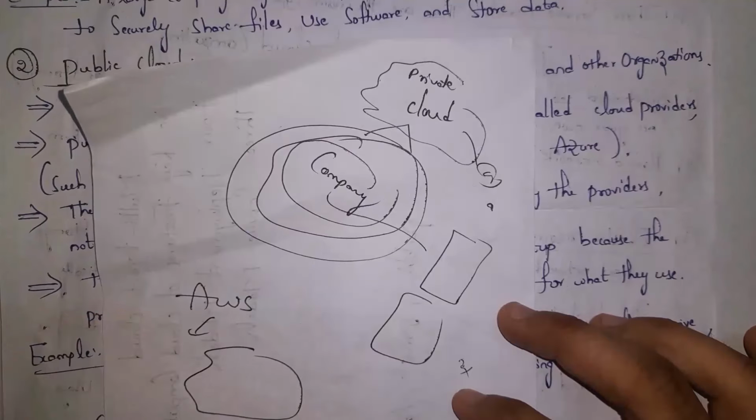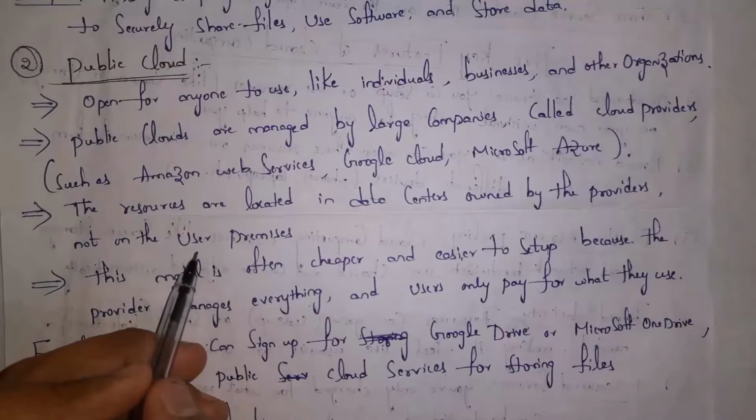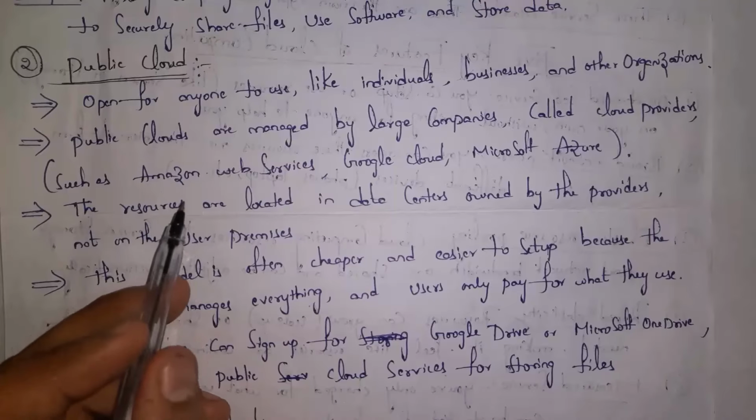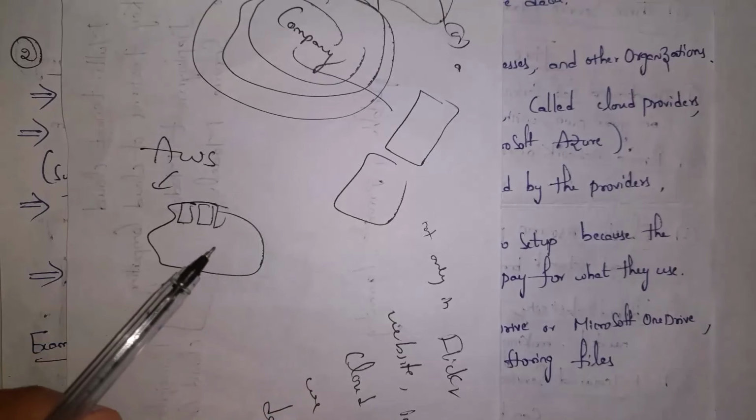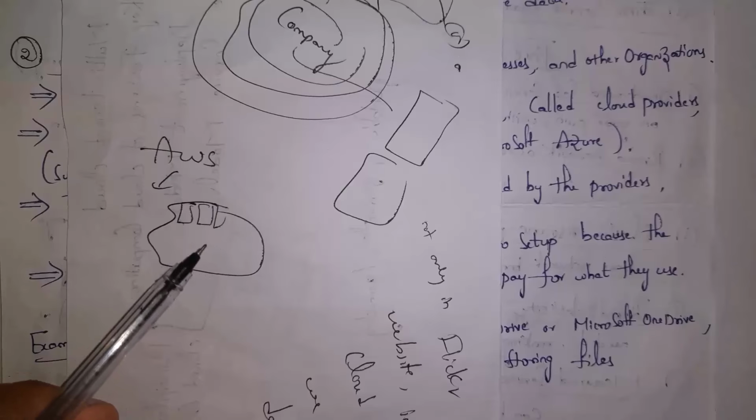AWS contains separate data centers in many locations. So in the data centers, servers, storage, everything is maintained. So in public cloud, resources are not located in the user's place. Resources are located in data centers like AWS, Google, Microsoft Azure, etc. Guys, normally if you purchase any server, then you need to install an operating system on that server. You need to configure the server. Everything must be handled by you.